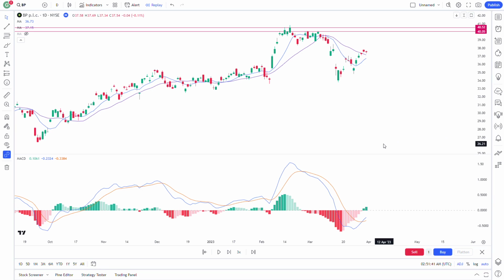Reversal can be found in a bullish or a bearish form. It can also be used on any time frame. A lot of traders think it's only found on the daily, but you can find this on any time frame. Our first example is the daily time frame of BP, and we're going to be looking at an island top.